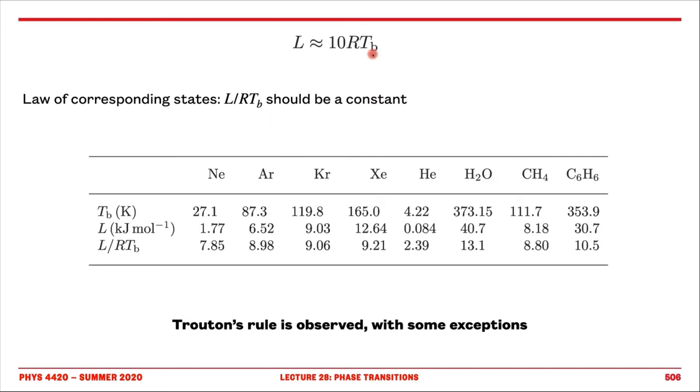In any case, if we define L over R T_B, we should have about 10. And for this model, which is pretty rough, we find that it's almost 10 everywhere, with some exceptions, either very low numbers or much larger numbers. These exceptions can be explained by the fact that we have either strong quantum mechanical effects or strong structural effects that we have not included in the system. So basically, it's a pretty good description to say that the latent heat is proportional to the boiling temperature, and this is related to the change in entropy.